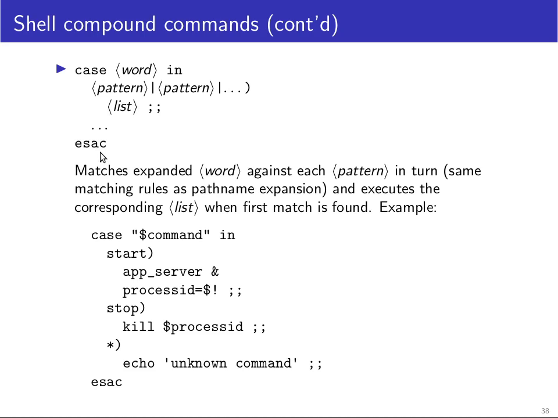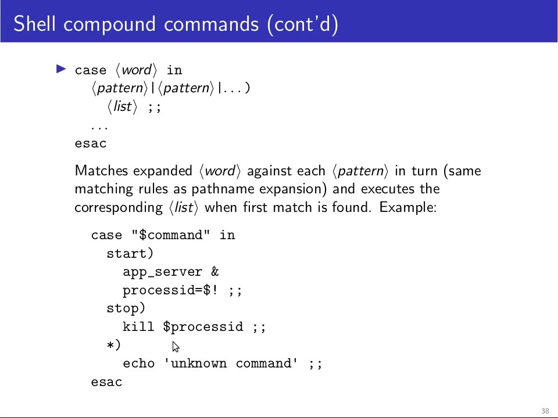So here is a very typical example from a shell script that has several built-in commands, a shell script that, for example, as the first command line argument receives a verb as a command, and we now want to, for example, start a server. If command equals start, then we start the application server in the background. The process ID here is now available in a special shell variable, dollar exclamation mark, so we save the process ID in this shell variable process ID. And then if later we get another stop command, then we send the kill command to this process ID.